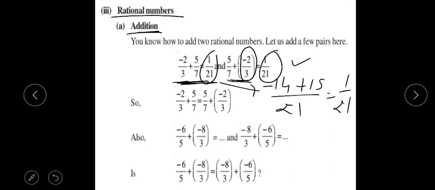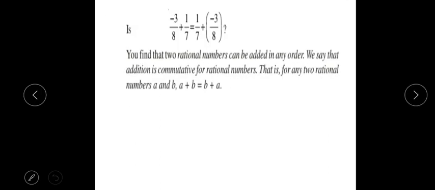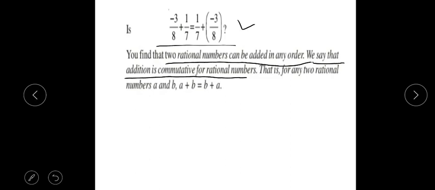You can also check these numbers and you will find that the result is always equal. So again we can check for this example and we will find that this would also be equal. So you can say that two rational numbers can be added in any order, or we say that addition is commutative for rational numbers. That is, for any two rational numbers a and b, a plus b is always equal to b plus a.